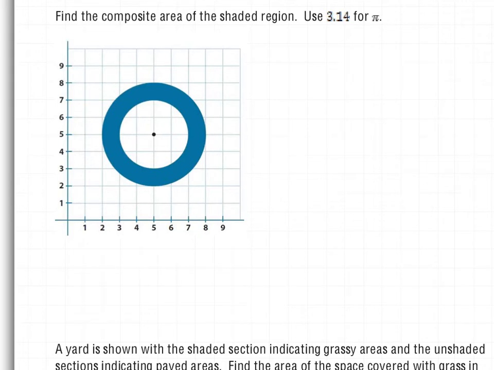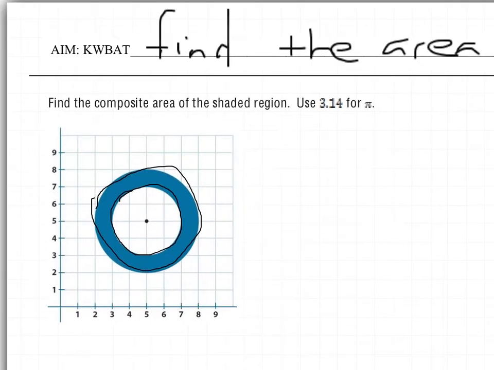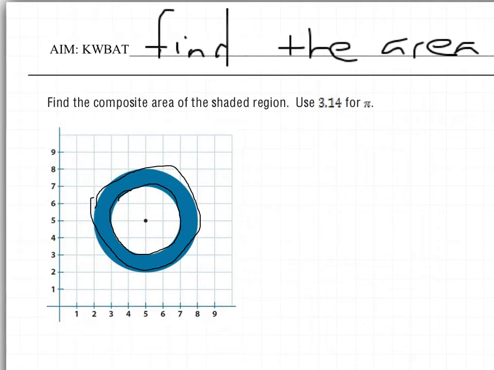So in this particular problem, I see that I have a large circle, and what seems to have been taken out of it is this center circle. So I could represent this as the area of this entire figure. I'm going to say area of C for my composite figure would be the area of the large circle minus the area of the small circle. So I had the large circle and then somebody took out the small circle.